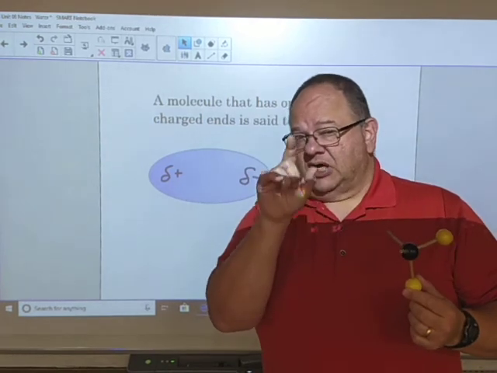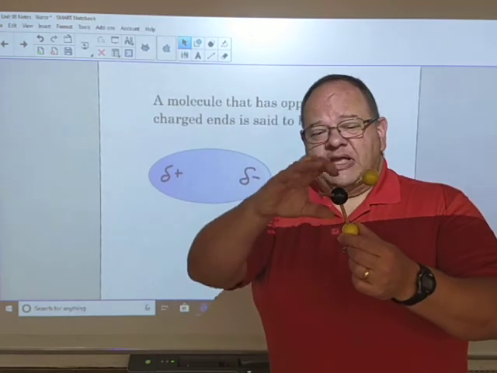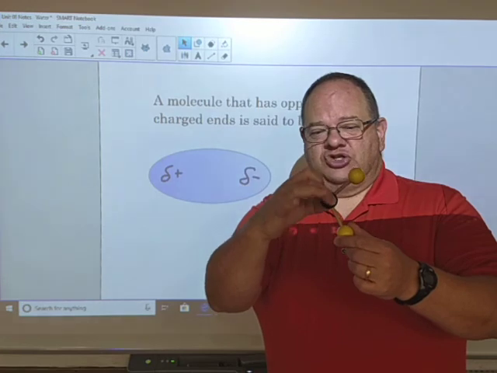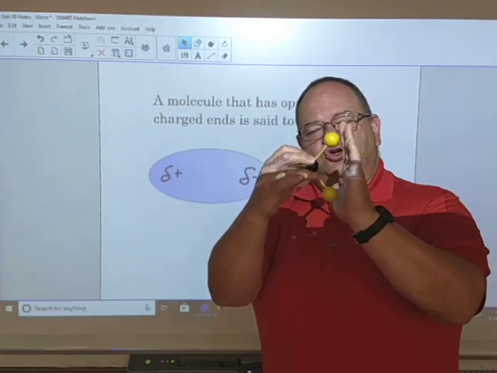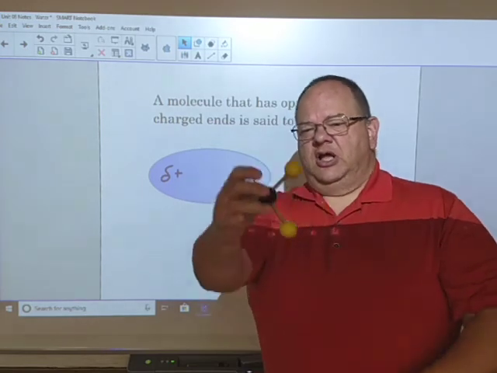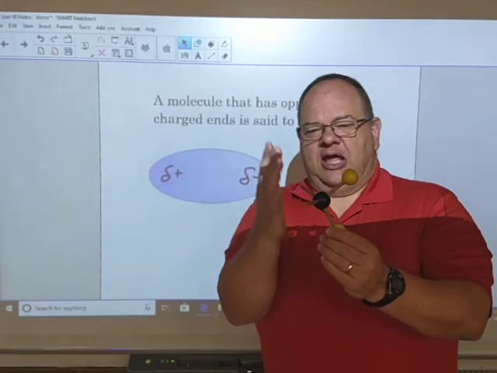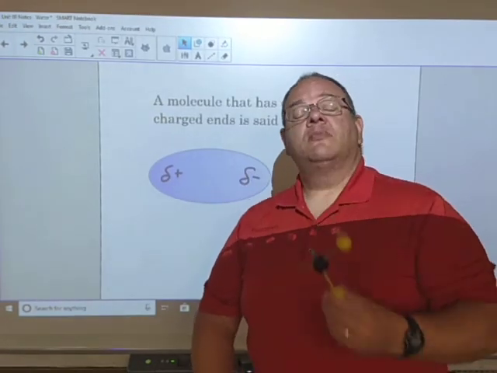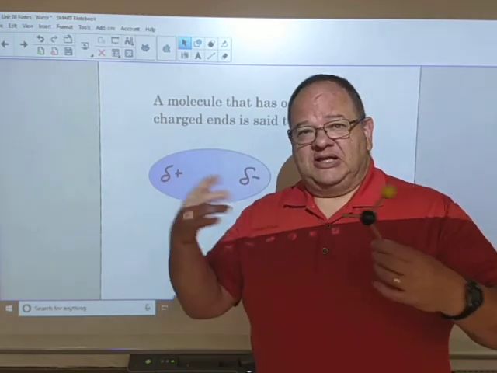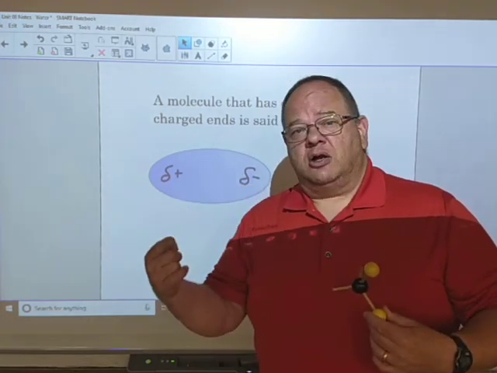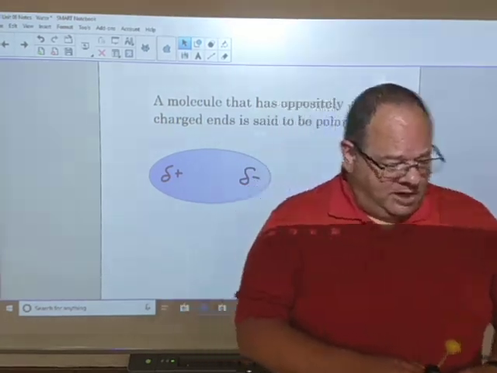And because electrons are negative, remember, they're the negative subatomic particles, that means that this oxygen over here gets to be a little bit negative, and this hydrogen over here gets to be a little bit positive. And so when I look at this molecule, there's a positive side and a negative side. That's a polar molecule. Polar simply means it has ends, in this case oppositely charged ends. A polar molecule has ends. Now, not all molecules are polar.